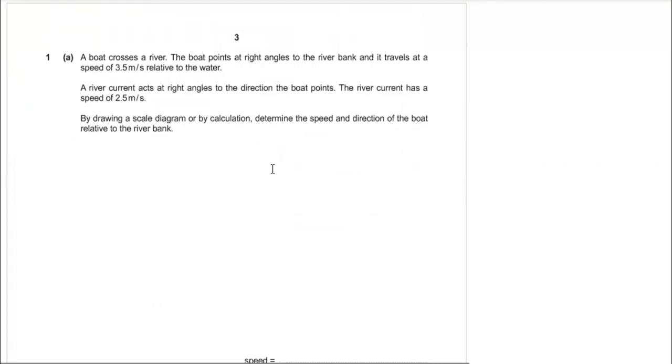Now, question number 1, part A. A boat crosses a river. The boat points at right angles to the riverbank, and it travels at a speed of 3.5 meters per second relative to the water. A river current acts at right angles to the direction the boat points. The river current has a speed of 2.5 meters per second. By drawing a scale diagram or by calculation, determine the speed and the direction of the boat relative to the riverbank.